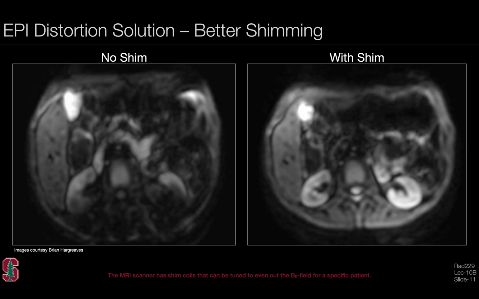So here's two examples. On the left-hand side, this is a body image through the abdomen, showing the abdominal wall, and then the liver is over here, kidneys in the back. And in the absence of shim, this is a pretty distorted, and in fact, because it's EPI, still not a very high-quality image. But when we've appropriately shimmed, that is, we've used the MRI scanner's shim coils and tuned them to even out the B0 field for a specific patient, we can get much better geometric fidelity and overall improved image quality.